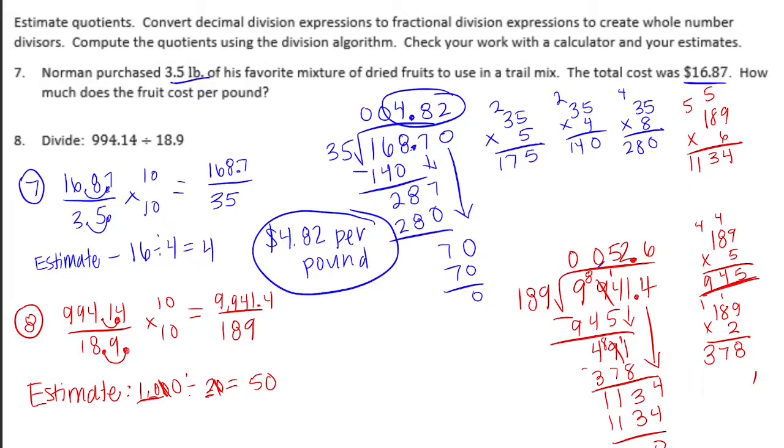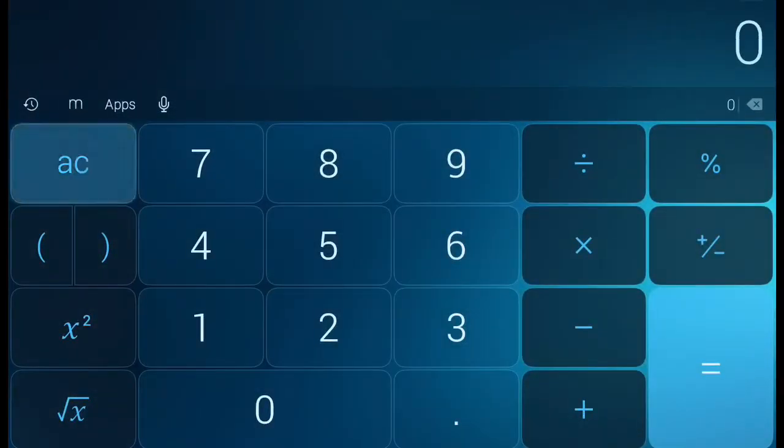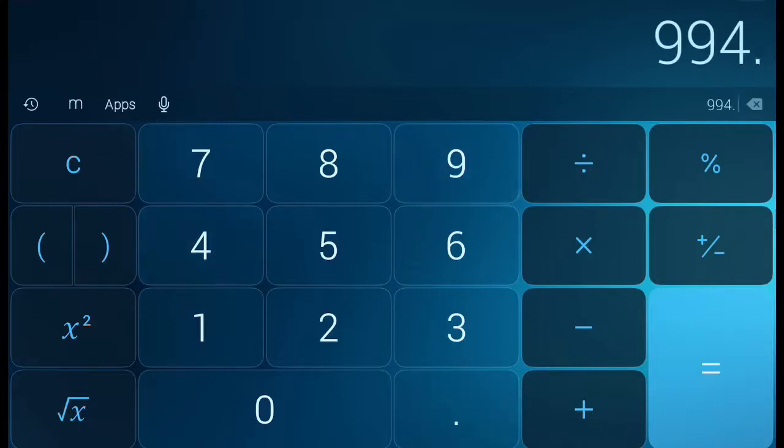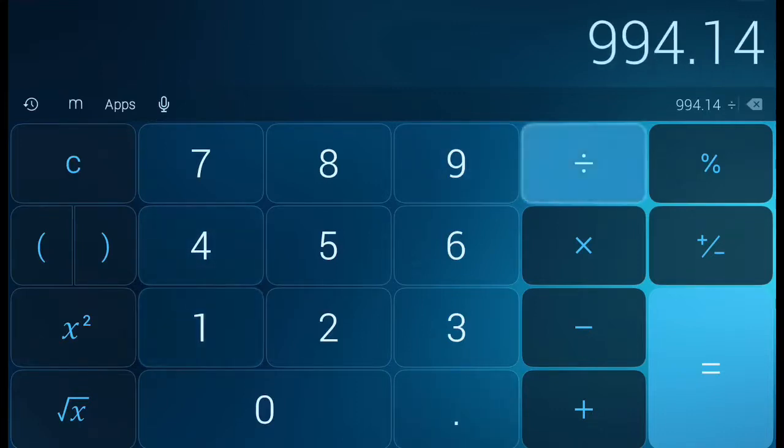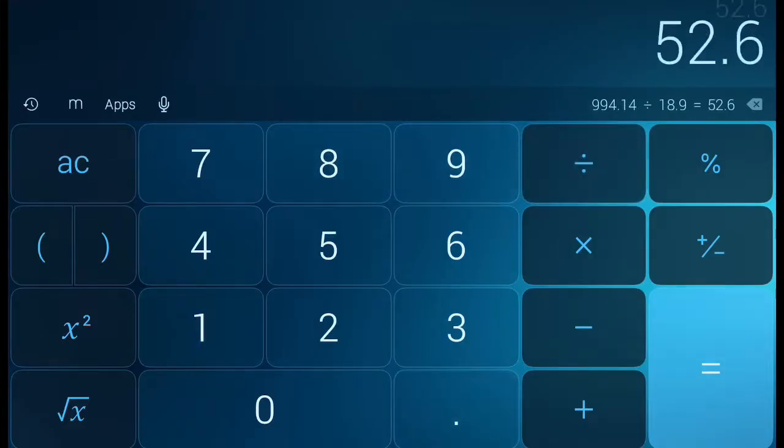No remainder, so our answer is 52 and 6/10, which is close to our estimate of 50. And let's just use a calculator to check. So it was 994 and 14 hundredths divided by 18 and 9/10. We get 52 and 6/10, so that does work.